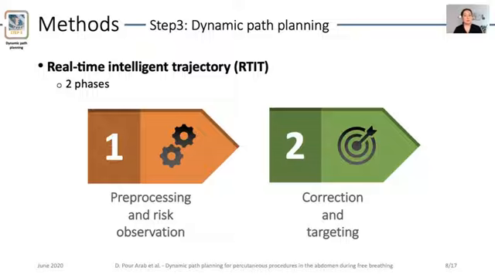Step 3 of our pipeline is the dynamic planning method that we propose to follow and adjust the path in real time to preserve the safety. The proposed RT-IT method consists of 2 phases, an observation phase and a correction and targeting phase.